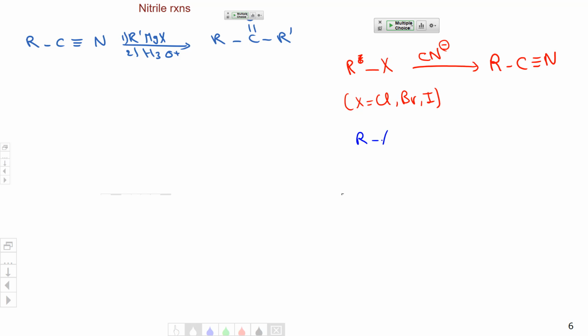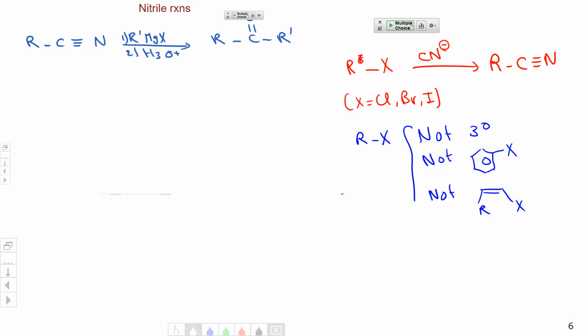The RX should not be tertiary, because if it's tertiary, elimination will take place. Instead of the cyanide substituting the X, it will just act as a base and eliminate the X and the hydrogen from a neighboring carbon. The RX should not be phenyl, and probably you know the reason why. A nucleophile cannot attack a nucleophile, which is the benzene ring. Not phenyl, exactly what we've seen before.